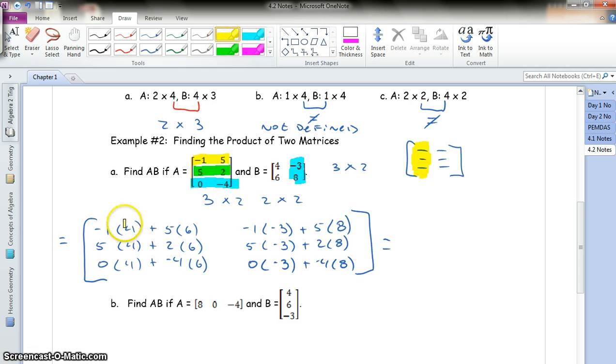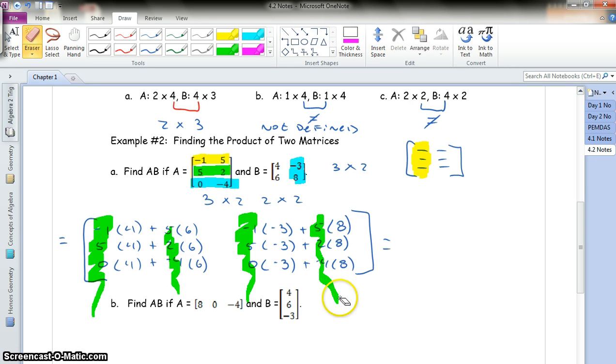Now, one way I like to check is 4s, 6s, negative 3s, 8. Everything matches down. And then these numbers are just a mirror image of one another. Negative 1, negative 1, 5, 2, negative 4, 5, 2, negative 4. If for some reason something doesn't match, we made a mistake.